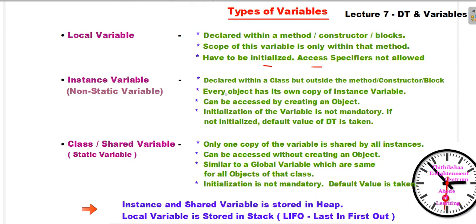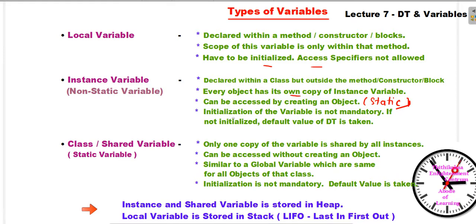Next one, I told every object has its own copy. They will have their own copy, and it can be accessed by creating an object. If it is a static method or a static block, you cannot access an instance variable directly. You have to create an object, and then you have to access those instance variables.